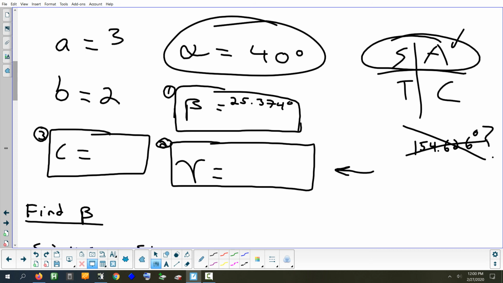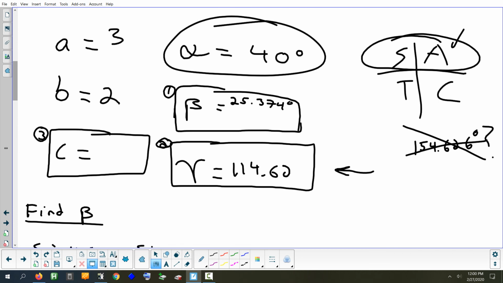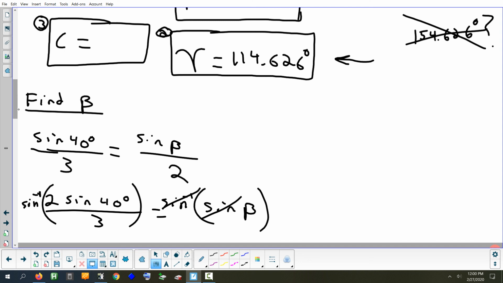Okay. Now that you've got beta, all we have to do is add these up, 65.374, and subtract from 180. So that makes gamma 114.626. Now you've got a piece of information in the last row, so now you can find C. So we'll just set up the proportion to find C, and I'll leave typing it in on the calculator to you. C.